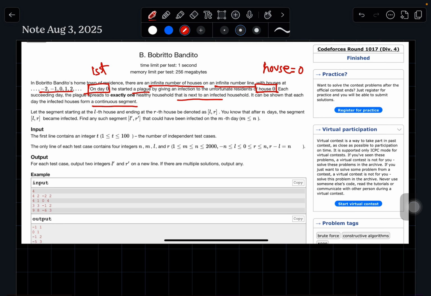So this is important. What is a continuous segment actually? For example, you can say -2, -1, 0, 1, 2. In this case I can say that -1 to 1 is a continuous segment, or 0 to 2 is a continuous segment, or -2 to 2 is a continuous segment. The question says that the segment starting at the Lth house and ending at the Rth house can be denoted as L comma R. So this is the notation.